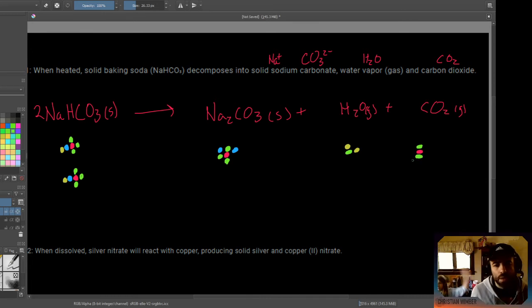Okay. So I want to really point out the important things to me. One, the drawings look like my equation. I have two sodium hydrogen carbonates. I have one sodium carbonate, one water, one CO2. It matches the balance perfectly. Don't worry about showing me the states in the drawings, but I should at least see how it's balanced.